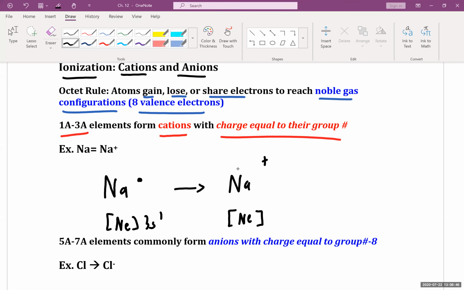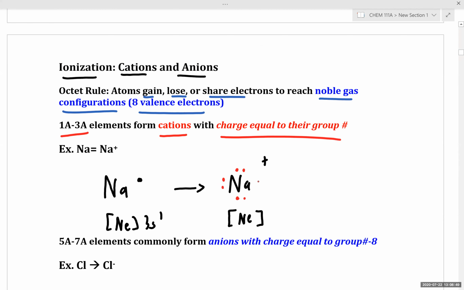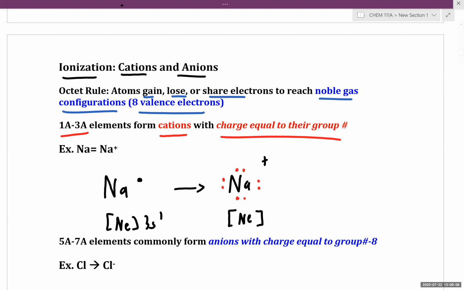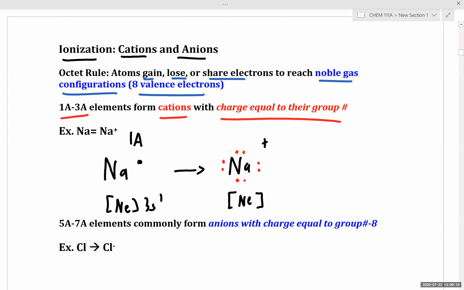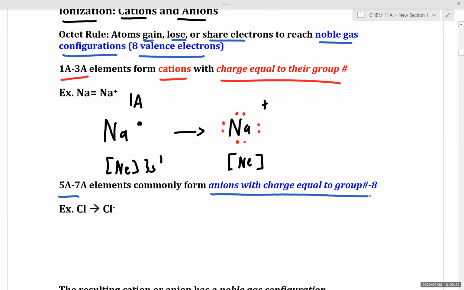So I'm going to draw the inner shell in a slightly different color, just to show that this neon inner shell is completely full. So we lose electrons to generate noble gas-like configurations, and the number of electrons lost is equal to the charge of our cation. We want to lose 1 electron in sodium because it's a 1A element with 1 valence electron, so we form sodium plus 1. Likewise, group 5A through 7A elements commonly form anions with charge equal to the group number minus 8.